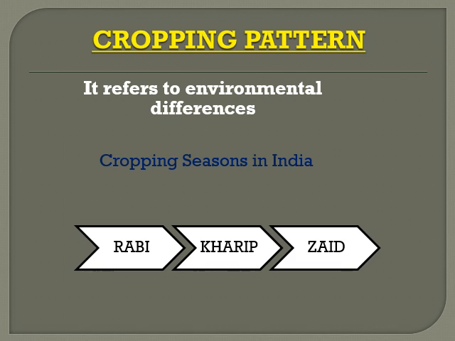Students, India has three cropping seasons: Rabi crop season, Kharif crop season, and Zaid crop season. So these are the three cropping patterns or three cropping seasons of India. So students, let's discuss that one by one.